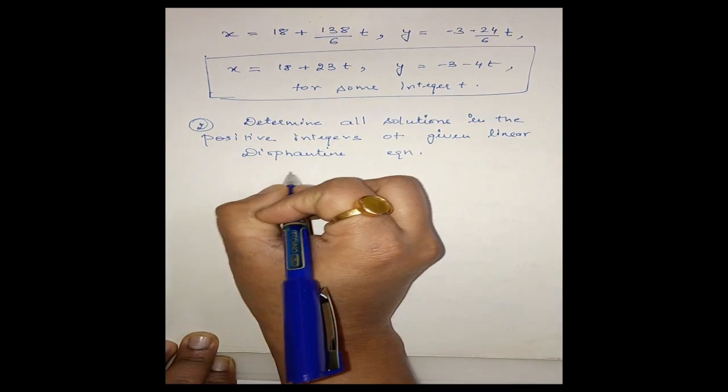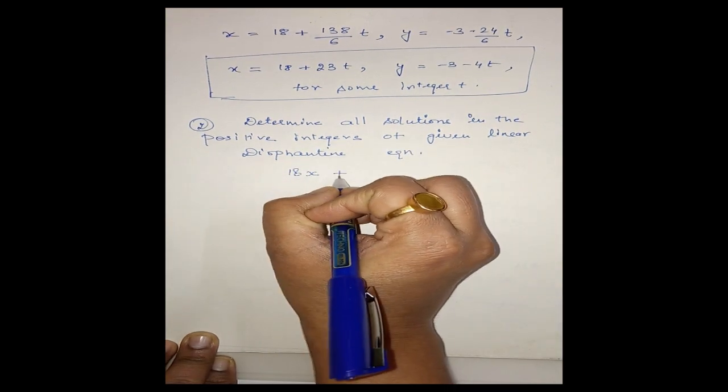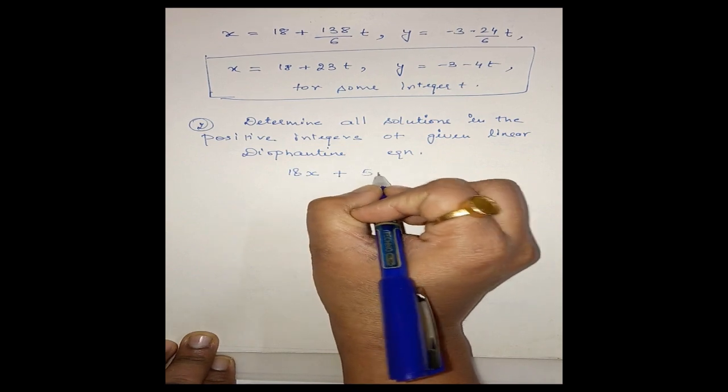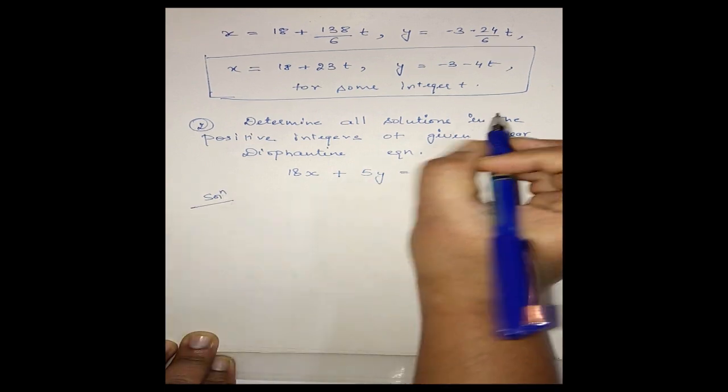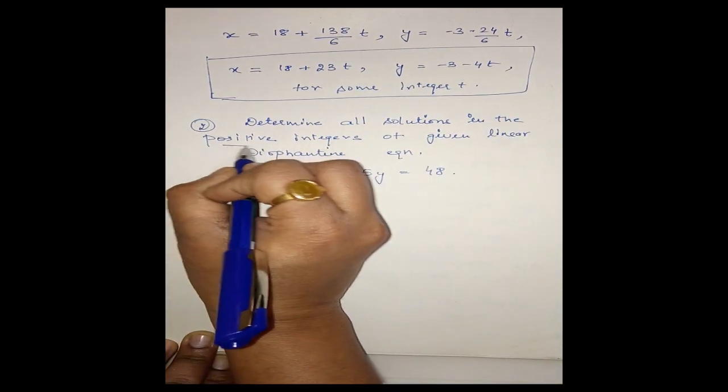Okay, the given equation is 18x plus 5y is equal to 48. This equation is given to us. Here we have to find the solution in positive integers.